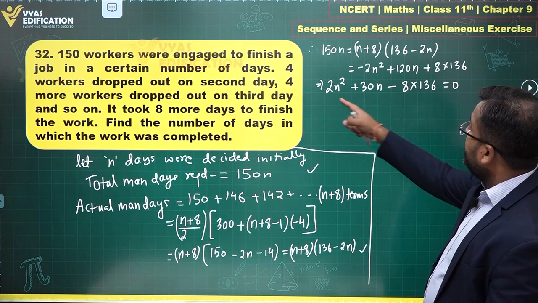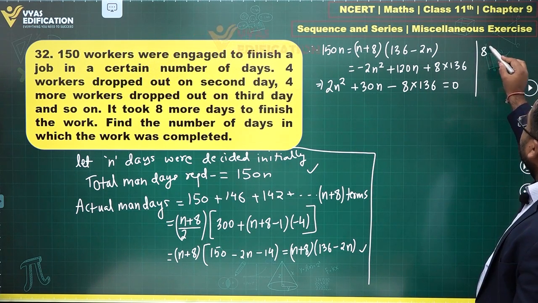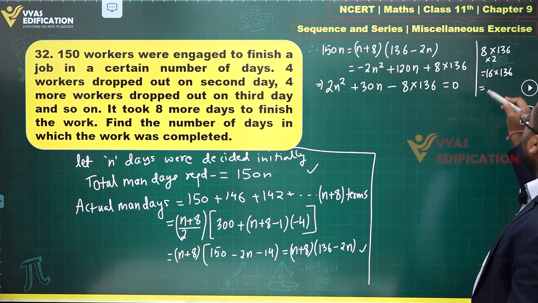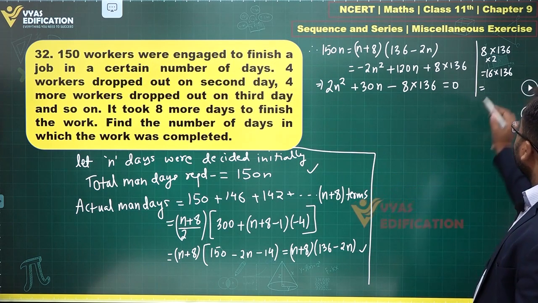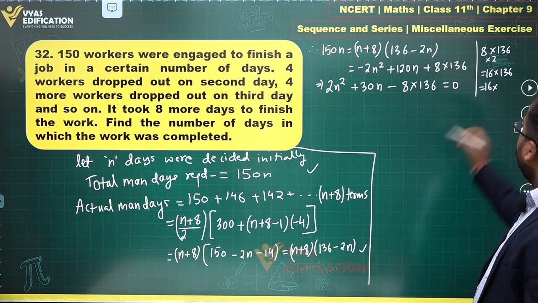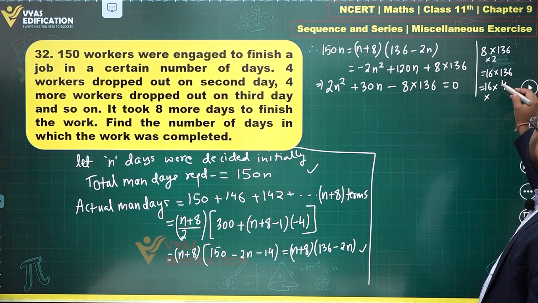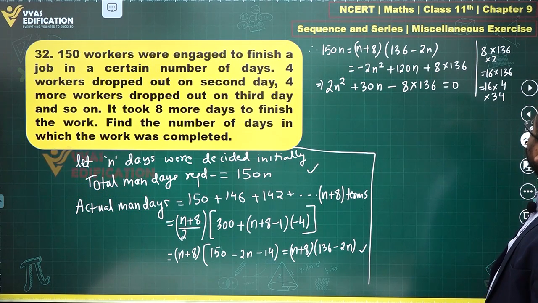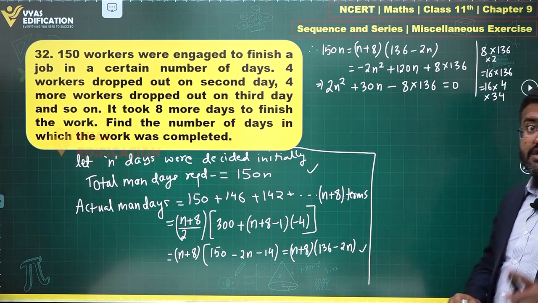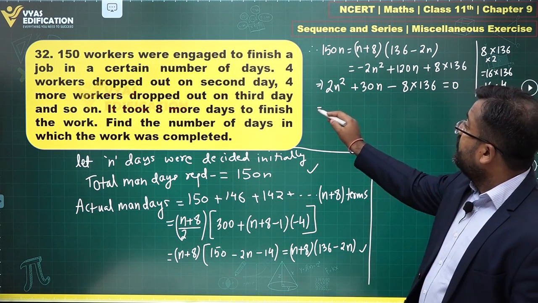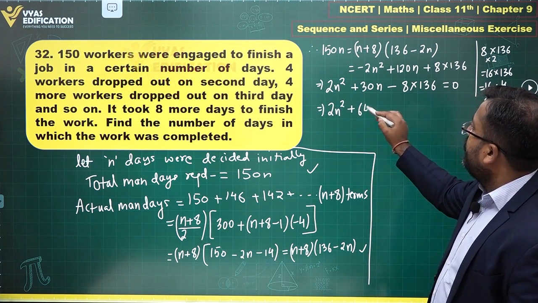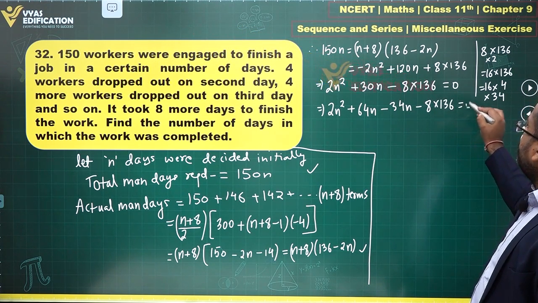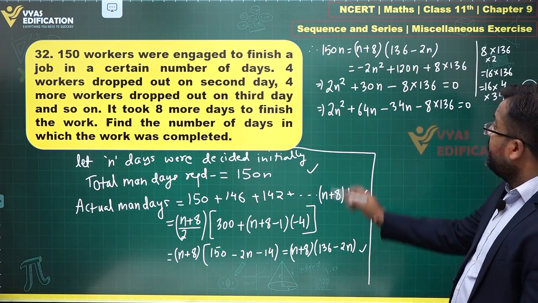Now I want to factorize 8 into 136 into 2. Factorize this. 8 into 136 into 2, which is 16 into 136. Okay. 136 can further be factorized as, let us write 16 as it is, 136 can be divided by 4, and this becomes 34, right? This is what you are getting, yes? 16 times 4 is 64, this is 34. 64 and 34, the difference is 30, yes? So 2n square plus 64n minus 34n minus 8 into 136 is equal to 0. This is what I can write it as, yes?